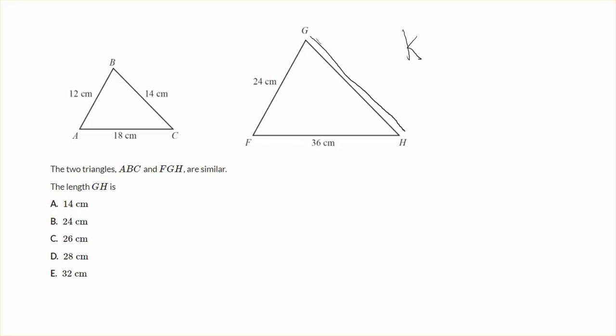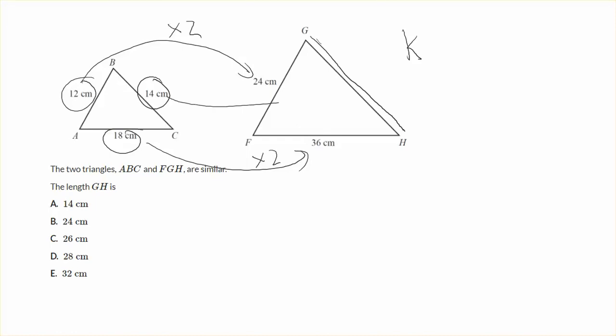So, my two triangles are similar. I can see that I've multiplied by 2 to get to 24, and I've multiplied by 2 to get to 36. So all I need to do here is multiply by 2. So 14 times 2 is 28. But of course, it's not always that easy.